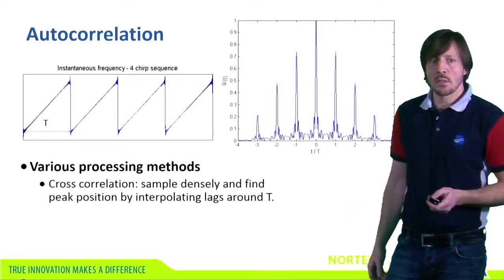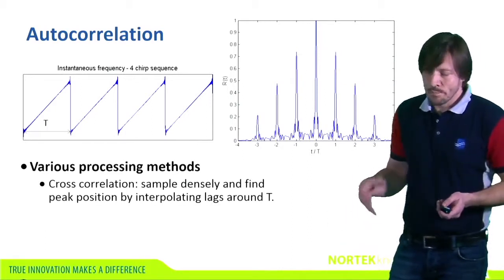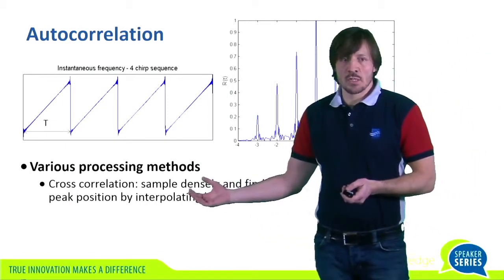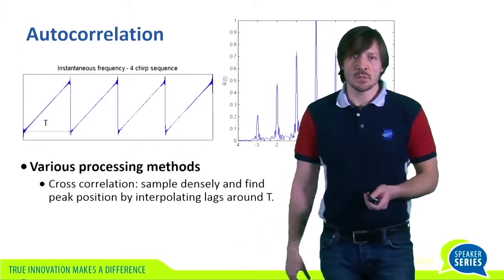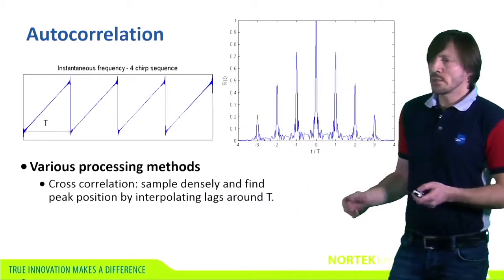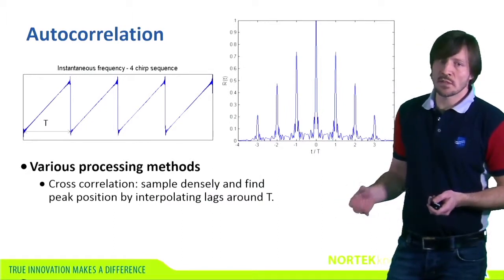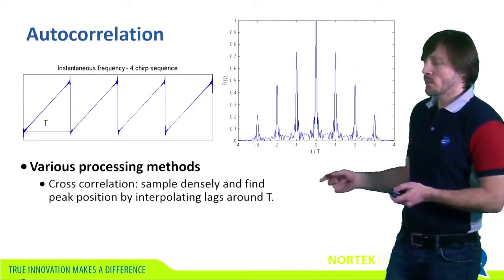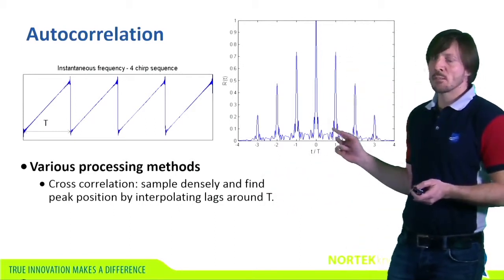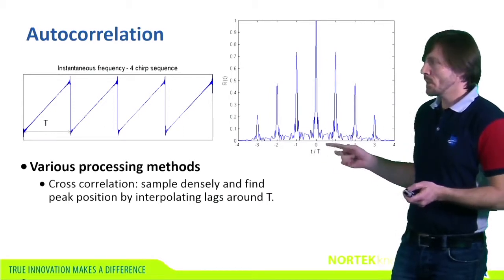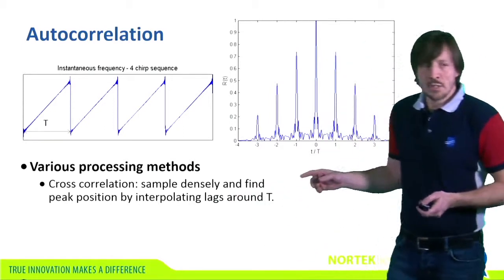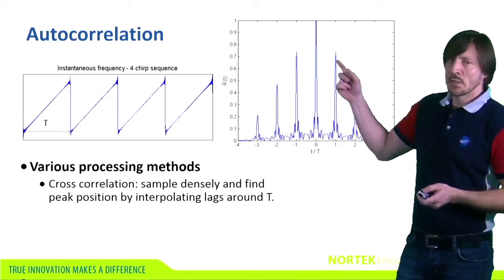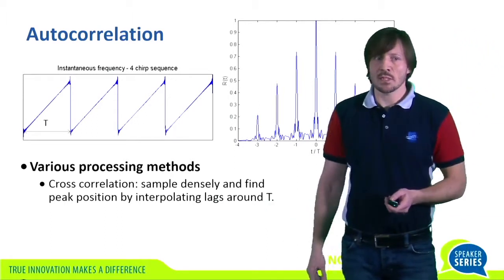Some details we can go into. There are various processing techniques to find the position of this peak. One is called just a cross-correlation technique. I think that's maybe the simplest to imagine, where you really just sample the received signal as densely as you can, and you compute the autocorrelation function for several time lags around the expected position, around the transmitted value. And then you just interpolate, maybe using cubic splines or something, to try to find the exact position here. And then that gives you the velocity.